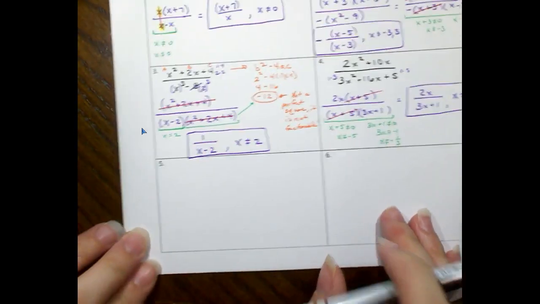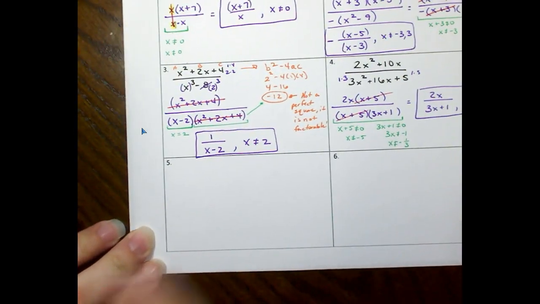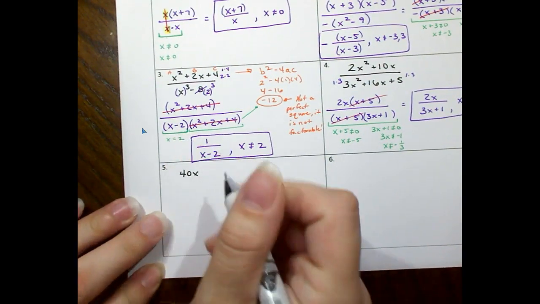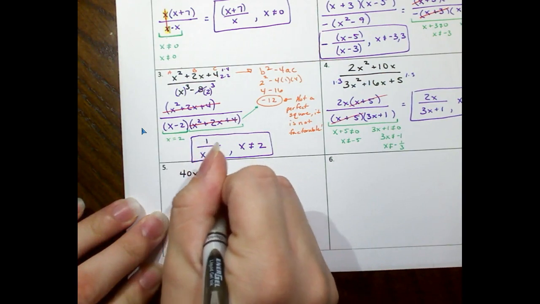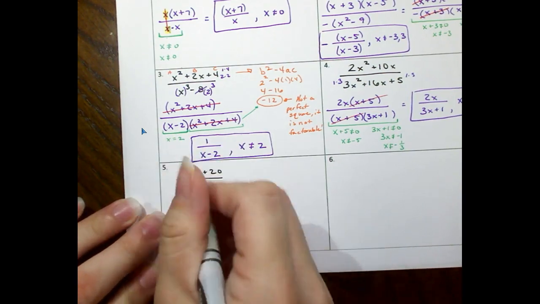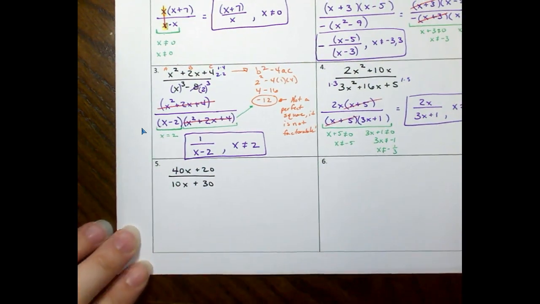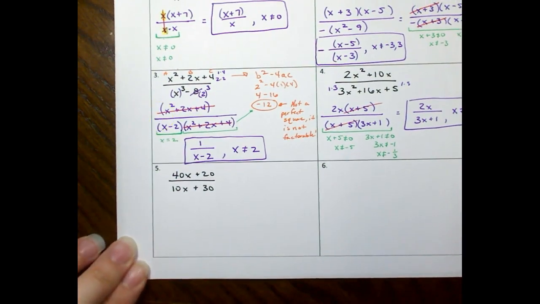Number 5 is going to be, let's do a small one, 40x plus 20 over 10x plus 30. So go ahead and pause the video, and when you're ready, turn it back on.